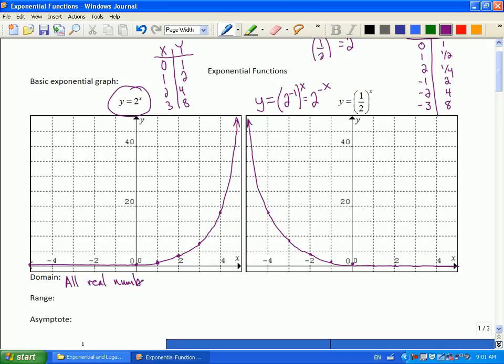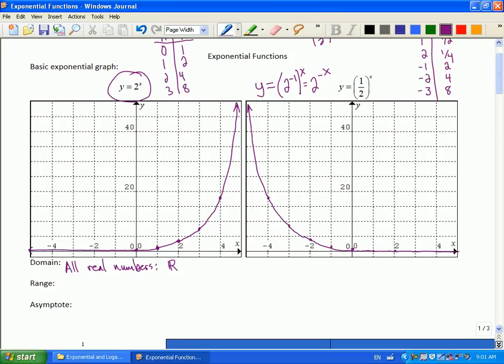And of course we have a nice abbreviation for that. We can just use capital R. I think your textbook uses a scripty fancy R. Generally it's like a double bar or whatever. I'll know what you mean if you use a capital R. What's the range of these graphs?